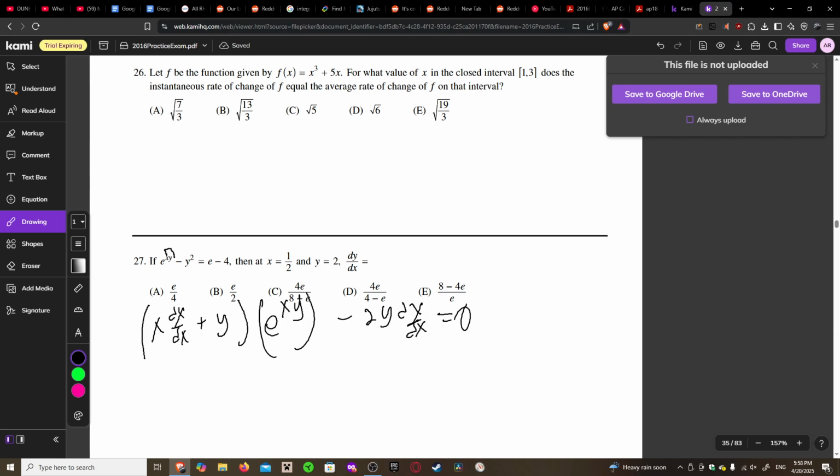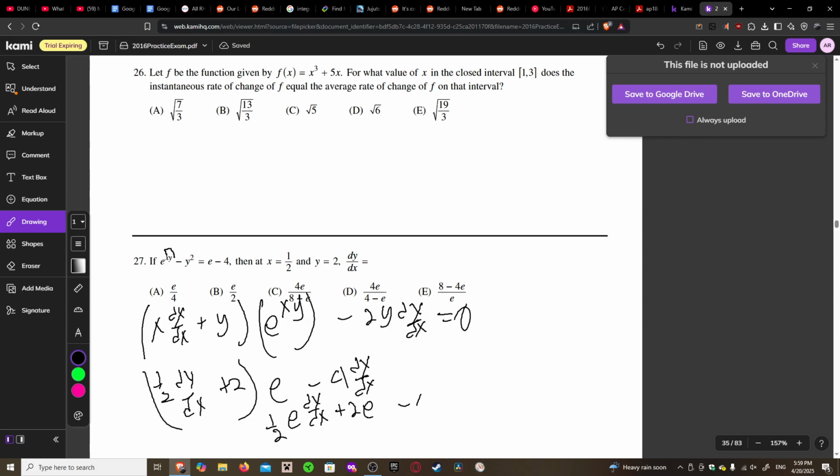Just times where I have to substitute in right now, so 1/2 dy dx plus 2 times e to the 1, times e minus 2 times 2, dy dx, in which I can do 1/2 e dy dx plus 2e minus 4 dy dx is equal to 0.